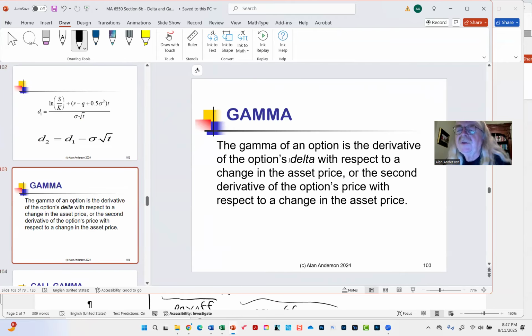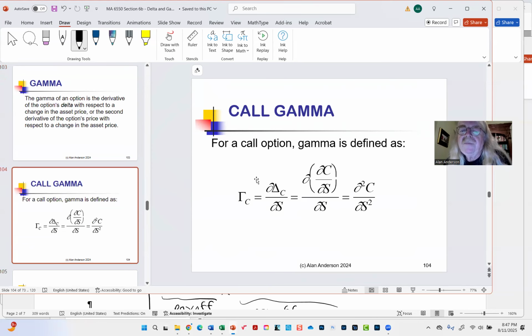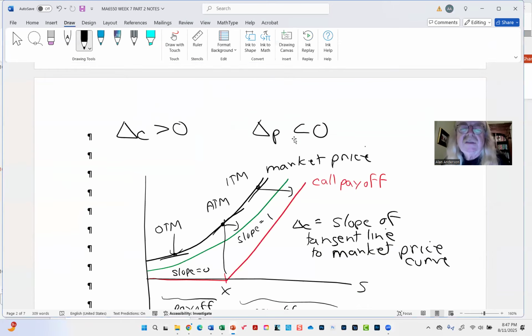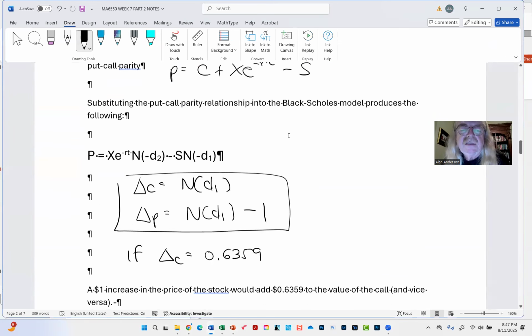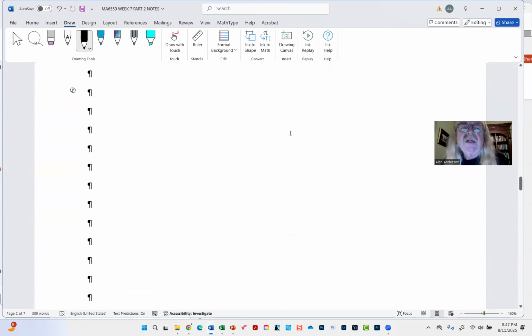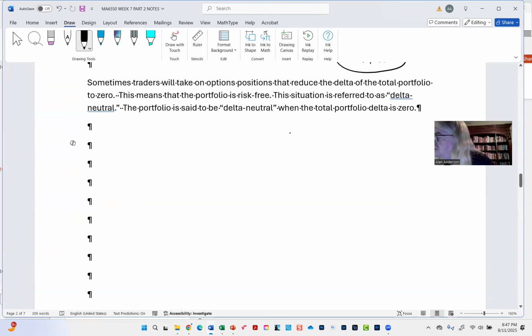Now, gamma, this is what I was building up to before. Gamma is essentially the sensitivity of delta with respect to the stock price. In other words, how much does the delta change over time, or as S changes? So it's actually a second derivative. And by the way, this is the Greek letter, the uppercase gamma. You don't see this all the time. You see gamma sometimes looking like this.